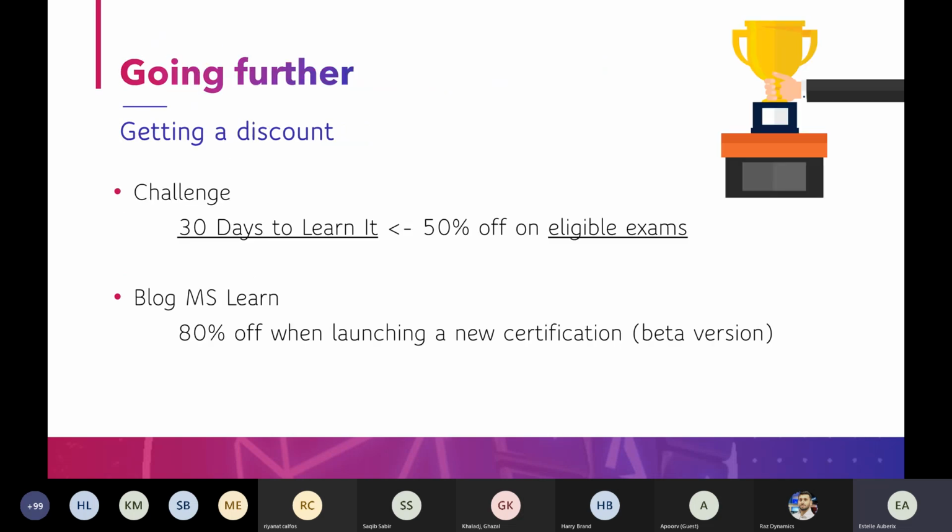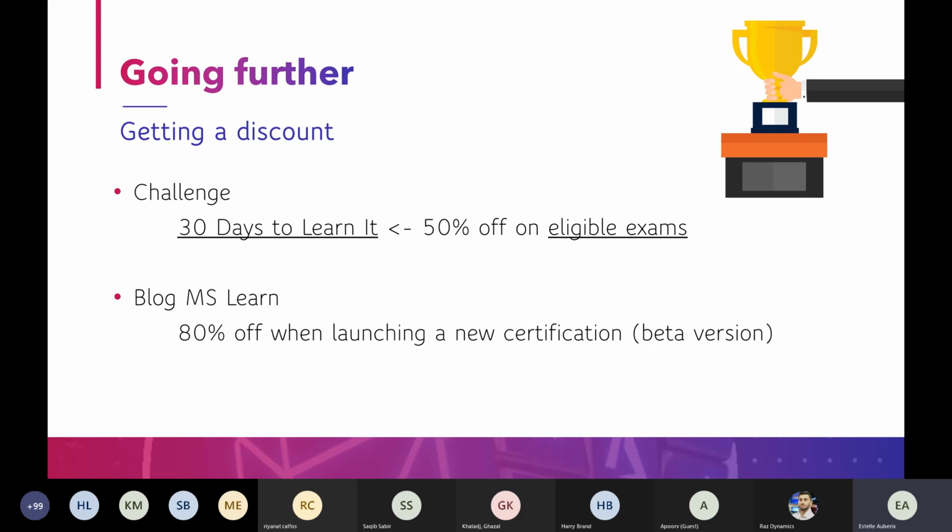To go further, you have some challenges. You have just 1 week for the 30 days to learn it, and you're going to get 50% off on eligible exams. And you can also have a look at the MS Learn blog. Generally, with a new certification, you can access the beta version, and in this case, you're going to get a 50% discount on the beta version.